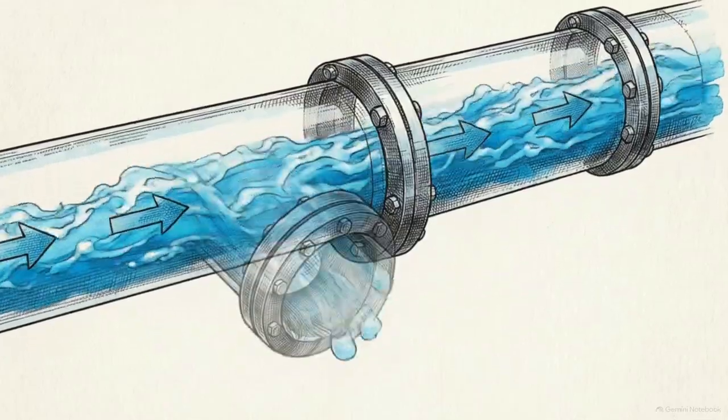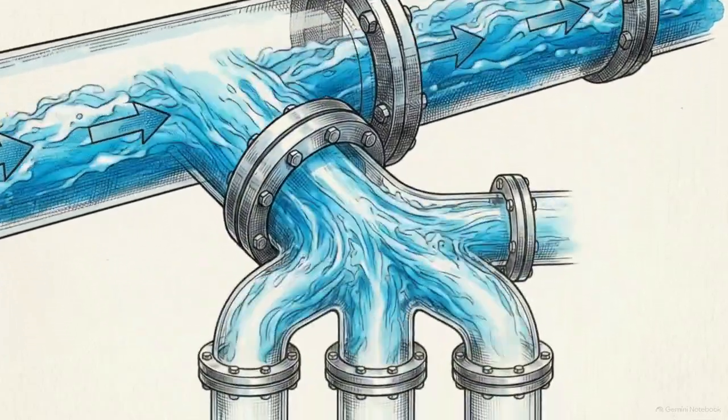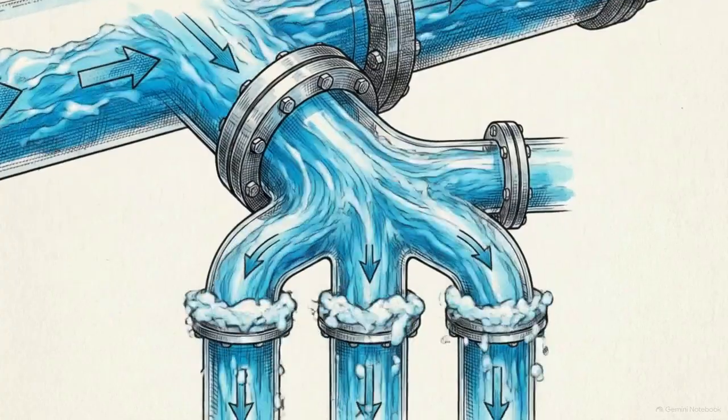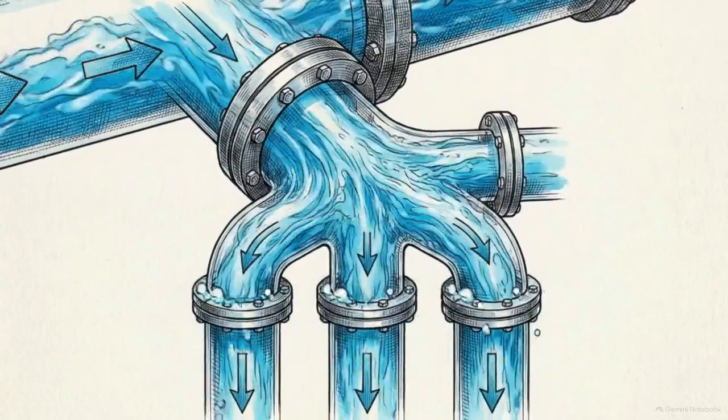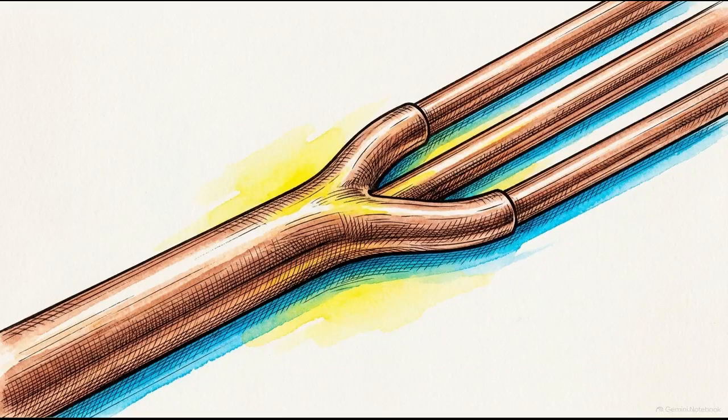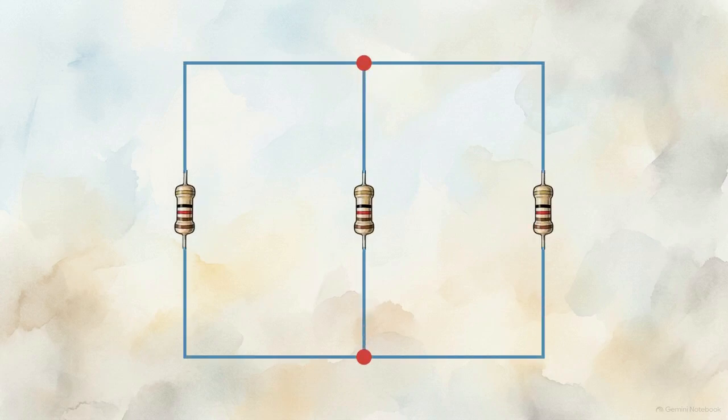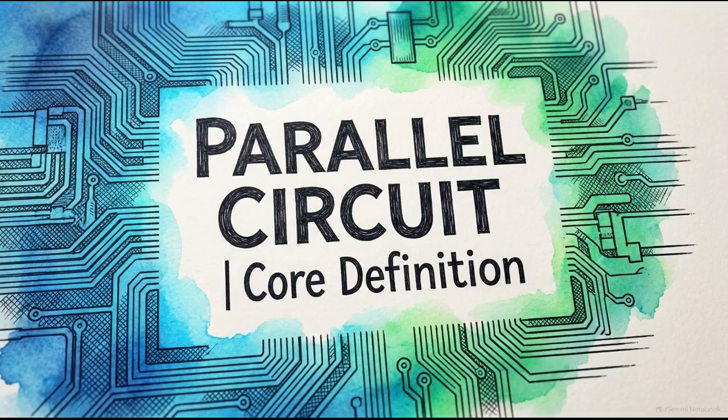Imagine a rushing river suddenly branching out into 3 separate streams. The water doesn't stop, it just divides its total volume across the available routes. Electrical current behaves exactly the same way when we wire components in a parallel circuit. A parallel circuit is defined entirely by its physical layout. Multiple components connected across the exact same 2 electrical nodes.